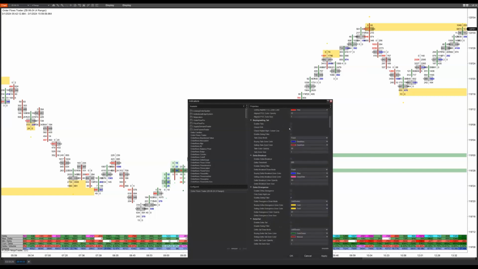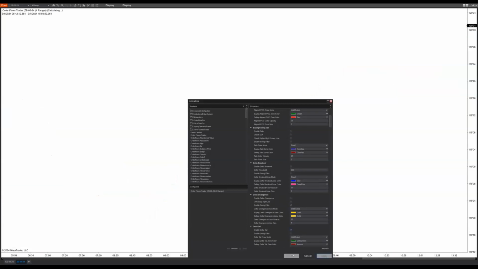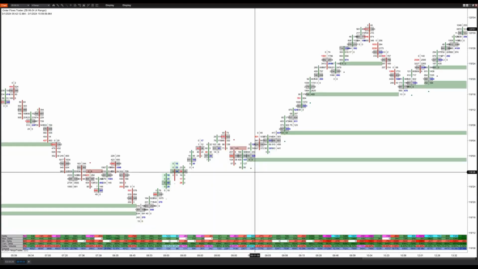What I'll do is turn off this other stuff. I had aligned VOCs on here. Turn that off. Delta break, delta tail. There we go. Well, this one I won't use. I won't use the swing filter.